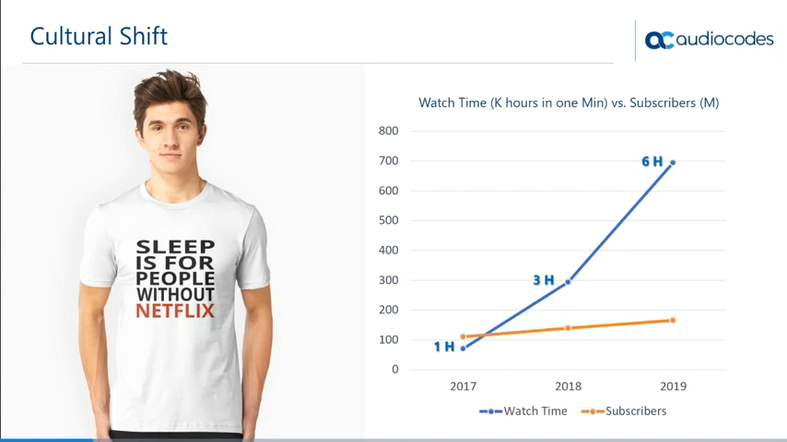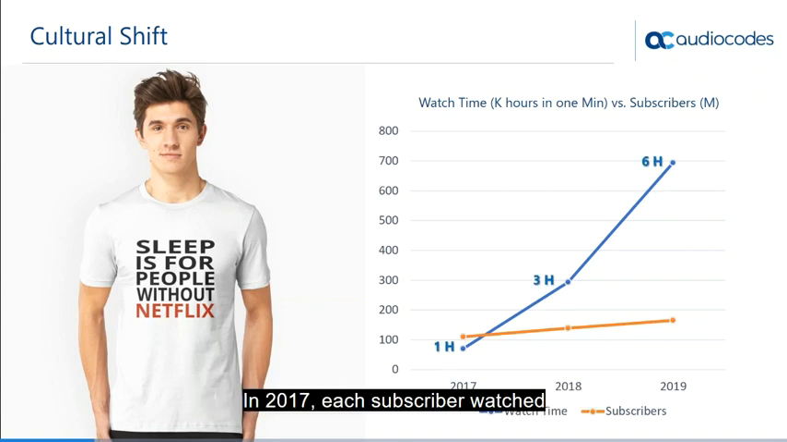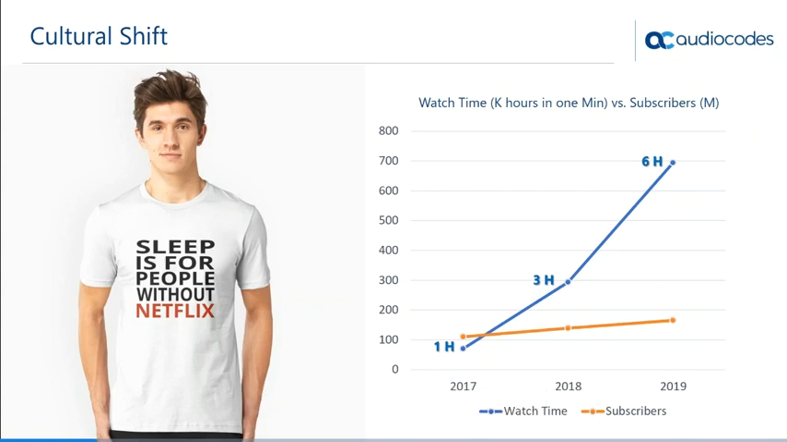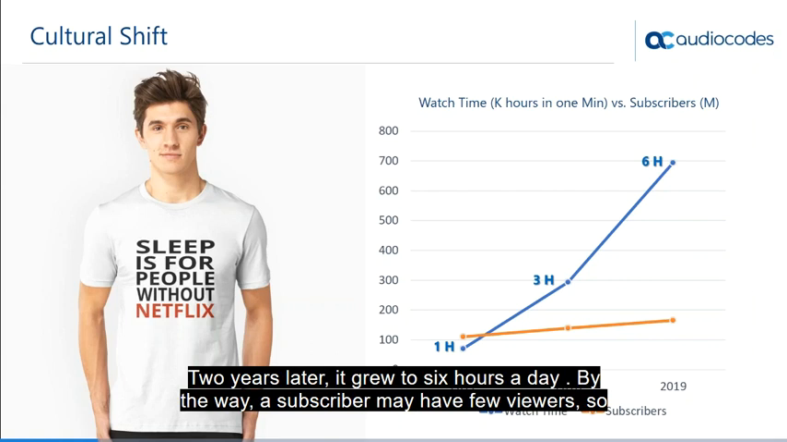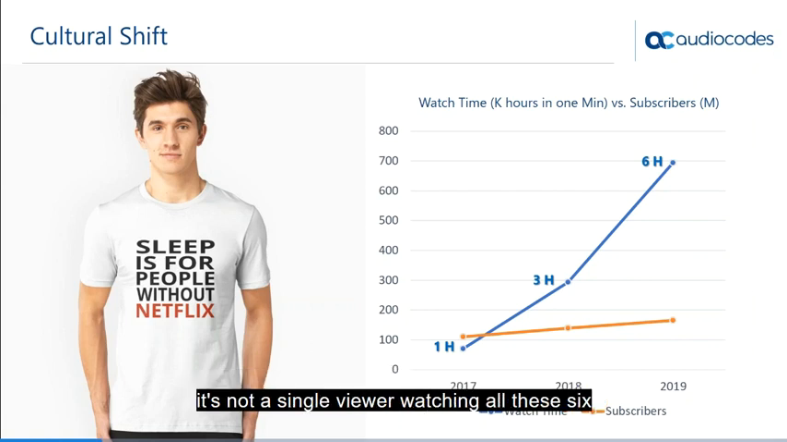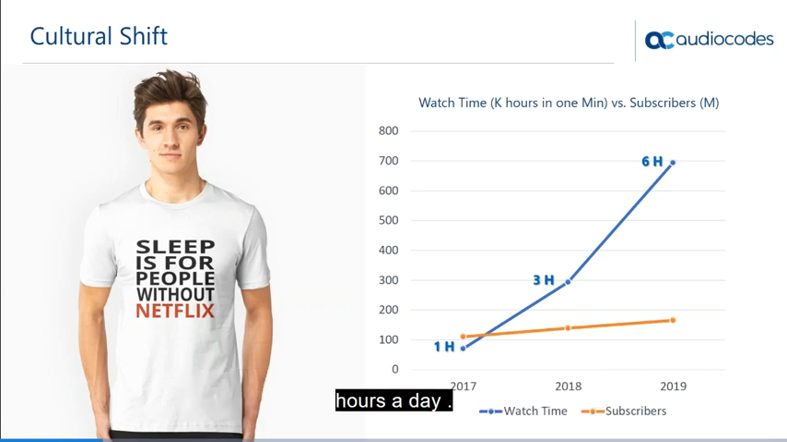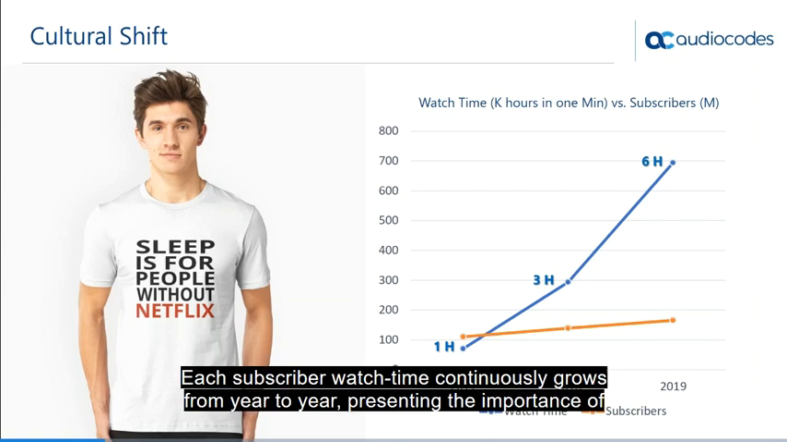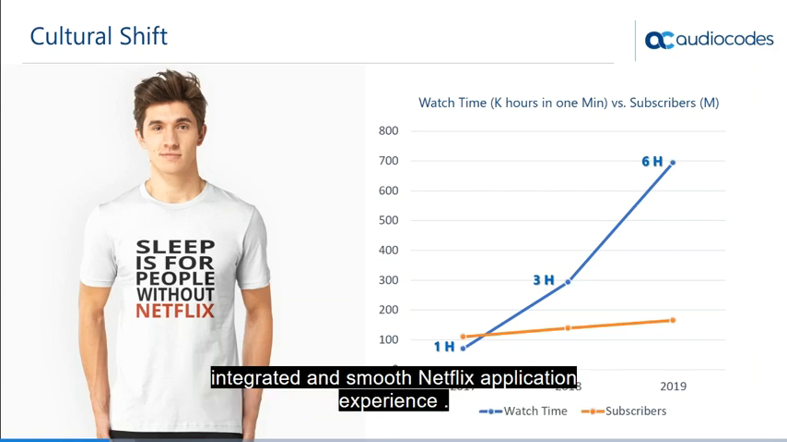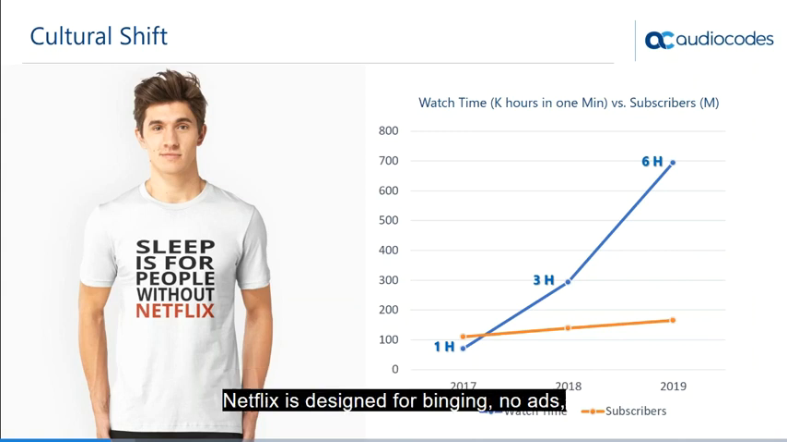These figures show a dramatic cultural shift. In 2017, each subscriber watched 1 hour a day on average. 2 years later, it grew to 6 hours a day. By the way, a subscriber may have a few viewers, so it's not a single viewer watching all these 6 hours a day. Each subscriber's watch time continuously grows from year to year, presenting the importance of an integrated and smooth Netflix application experience.